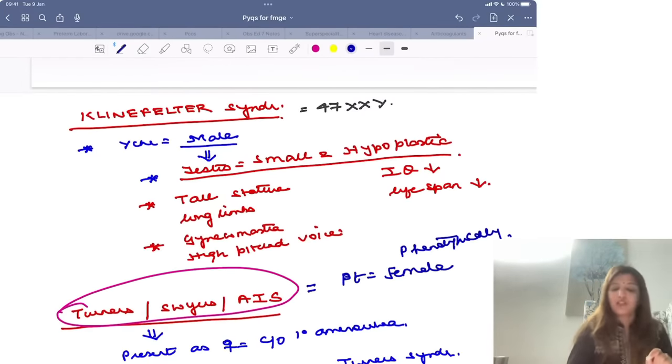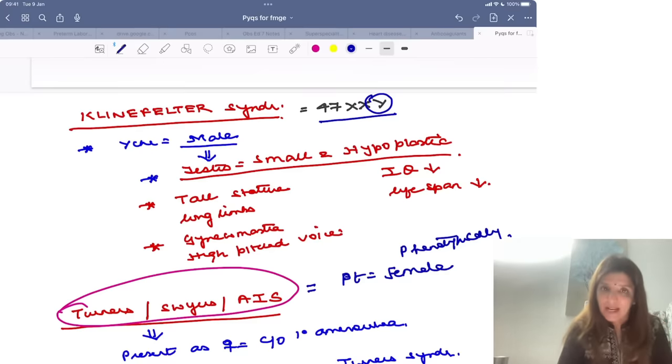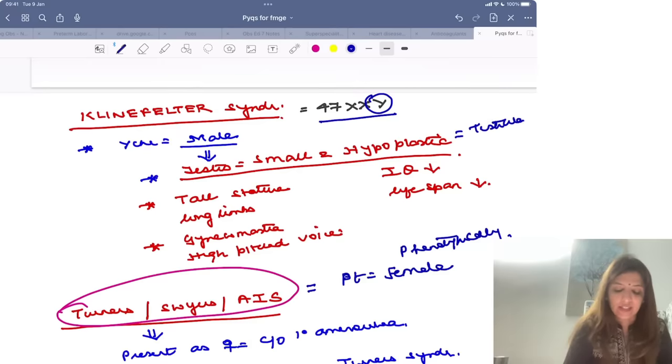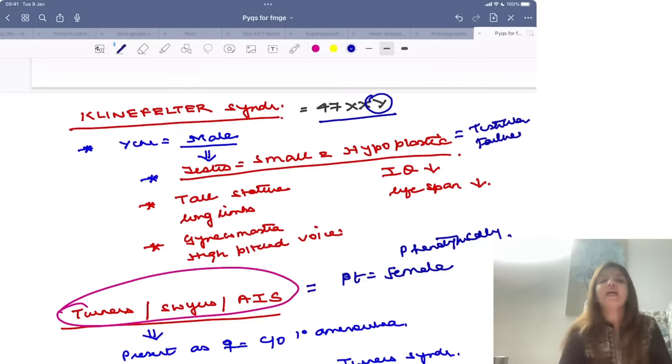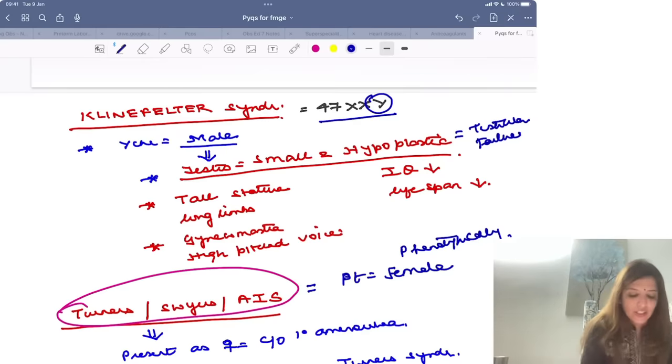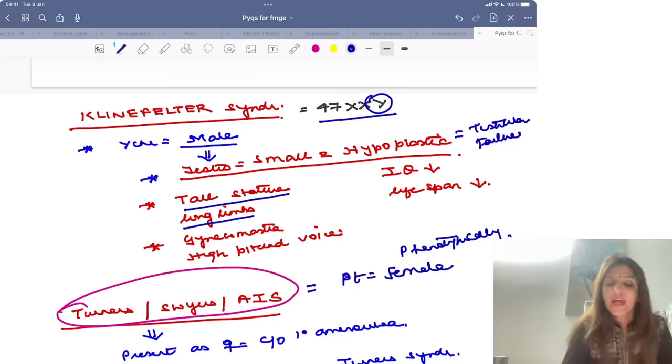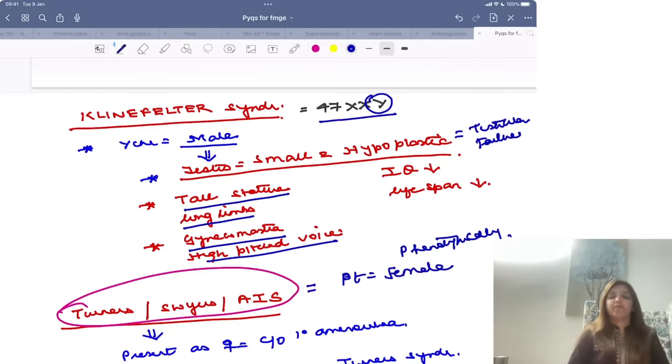In Klinefelter syndrome, the chromosome number is 47XXY, and because they have Y chromosome, they are males and they have testes as their gonads. Right? These testes are small and they are hypoplastic. That is why there is testicular failure and that is why there is infertility. These individuals have tall stature and long limbs, and because they have X chromosomes, they have some female features like gynecomastia and high pitched voice.